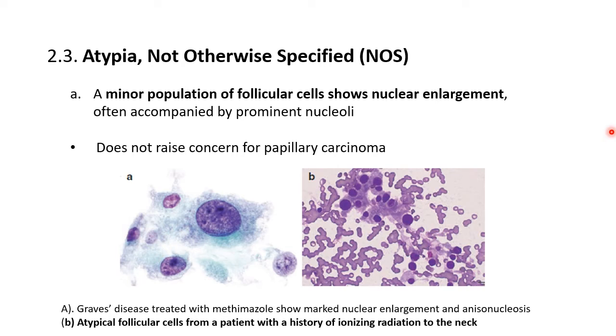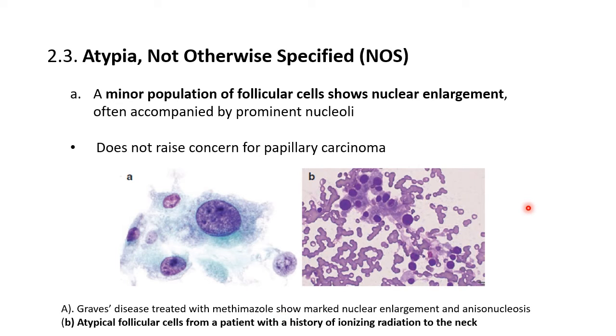And the third category of atypia is atypia NOS. In atypia NOS, a minor population of follicular cells shows nuclear enlargement, often accompanied by prominent nucleoli. However, it does not raise the concern for papillary carcinoma. This type of finding may be seen in patients with Graves' disease who are treated with methimazole, showing marked nuclear enlargement and anisonucleosis. They can also be seen in patients with a history of ionizing radiation to the neck. So if you have this type of history in the patient and are seeing this type of atypia, these cases should be categorized in the benign category.